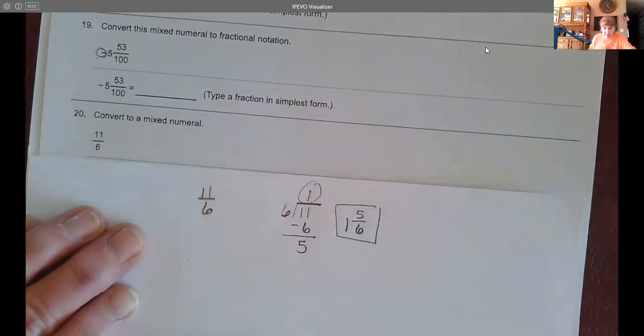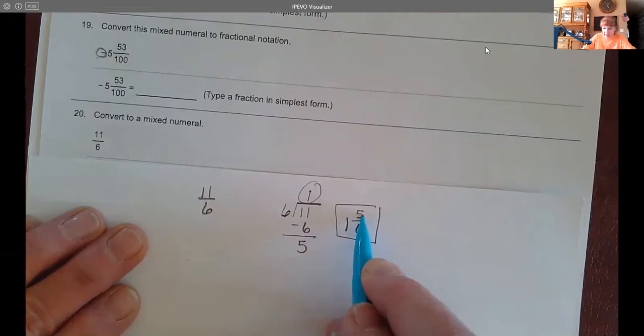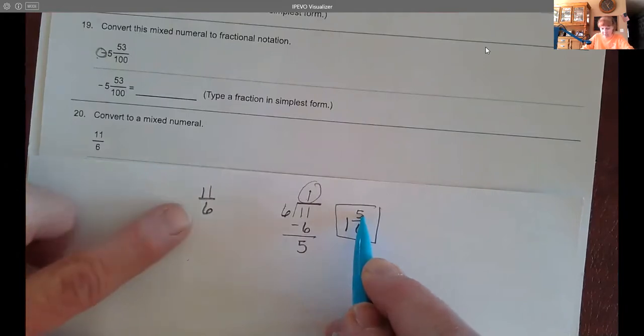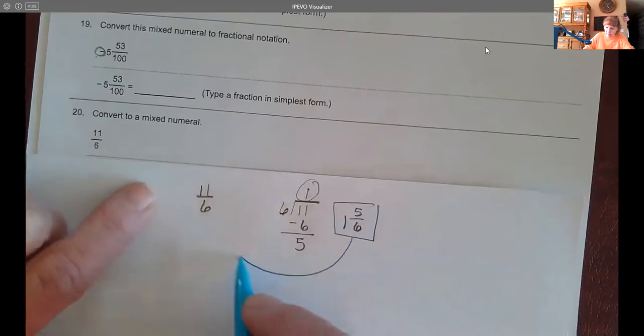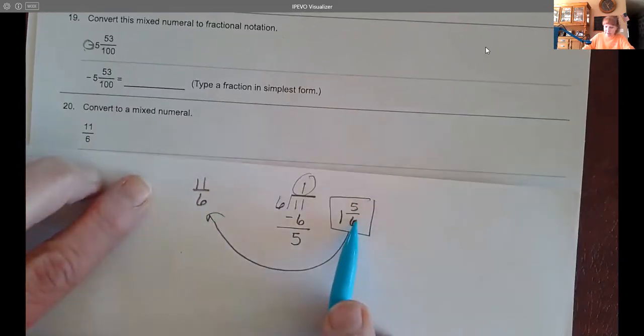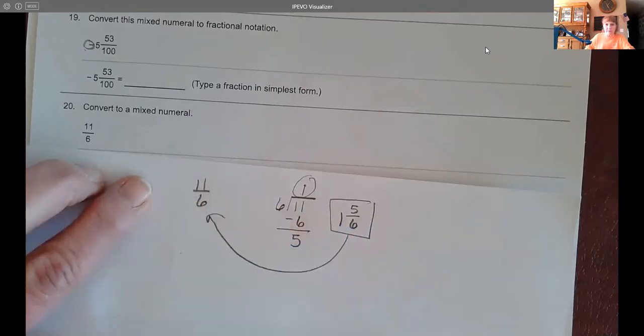You can check it. If you multiply this and make it just what we were doing earlier, if you were to take 1 times 6, you get 6, plus 5 is 11 over the 6. So you can multiply and add the 5 in to go back to here. You need to go from a mixed number to an improper fraction and a fraction to a mixed numeral. So let's practice more of those.